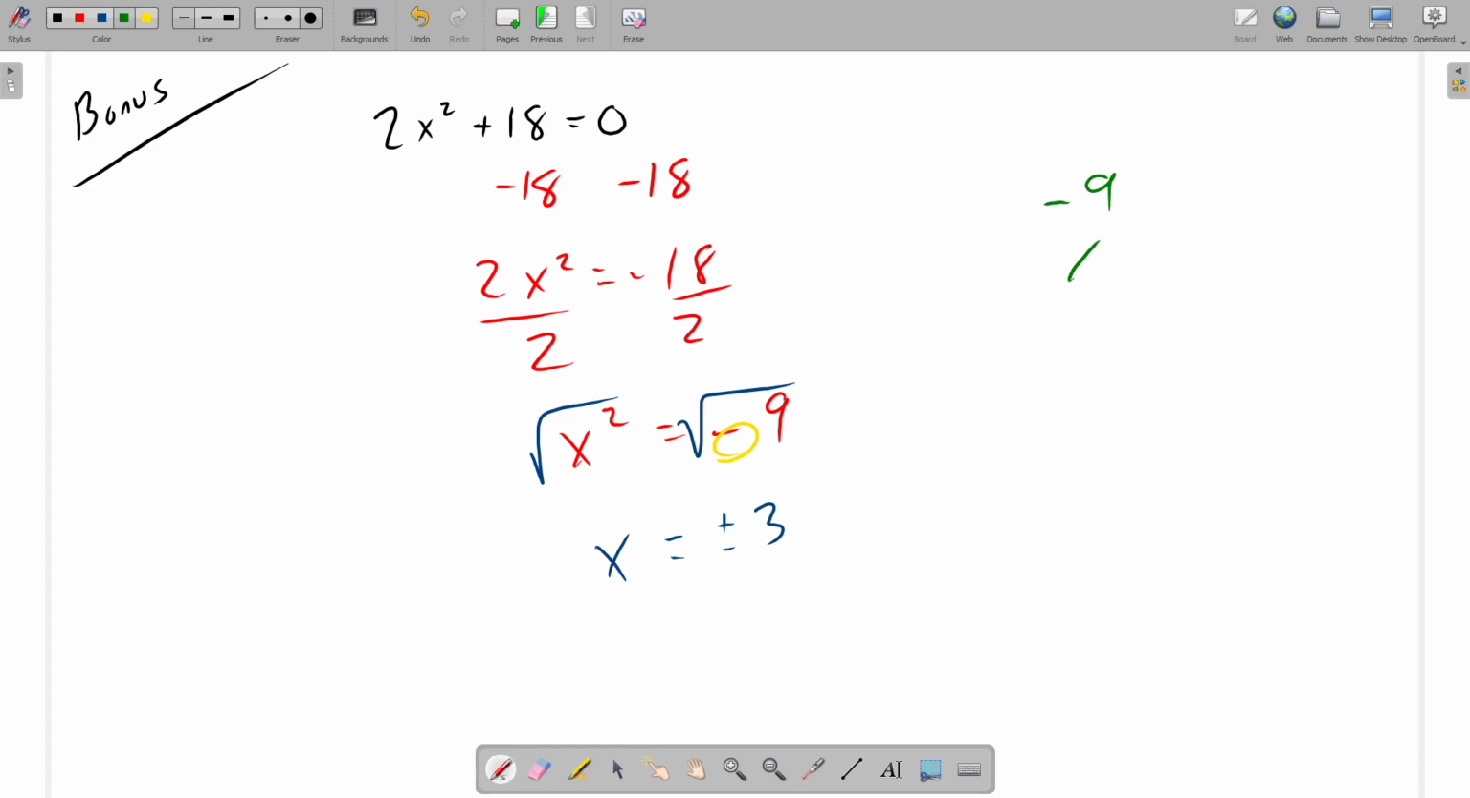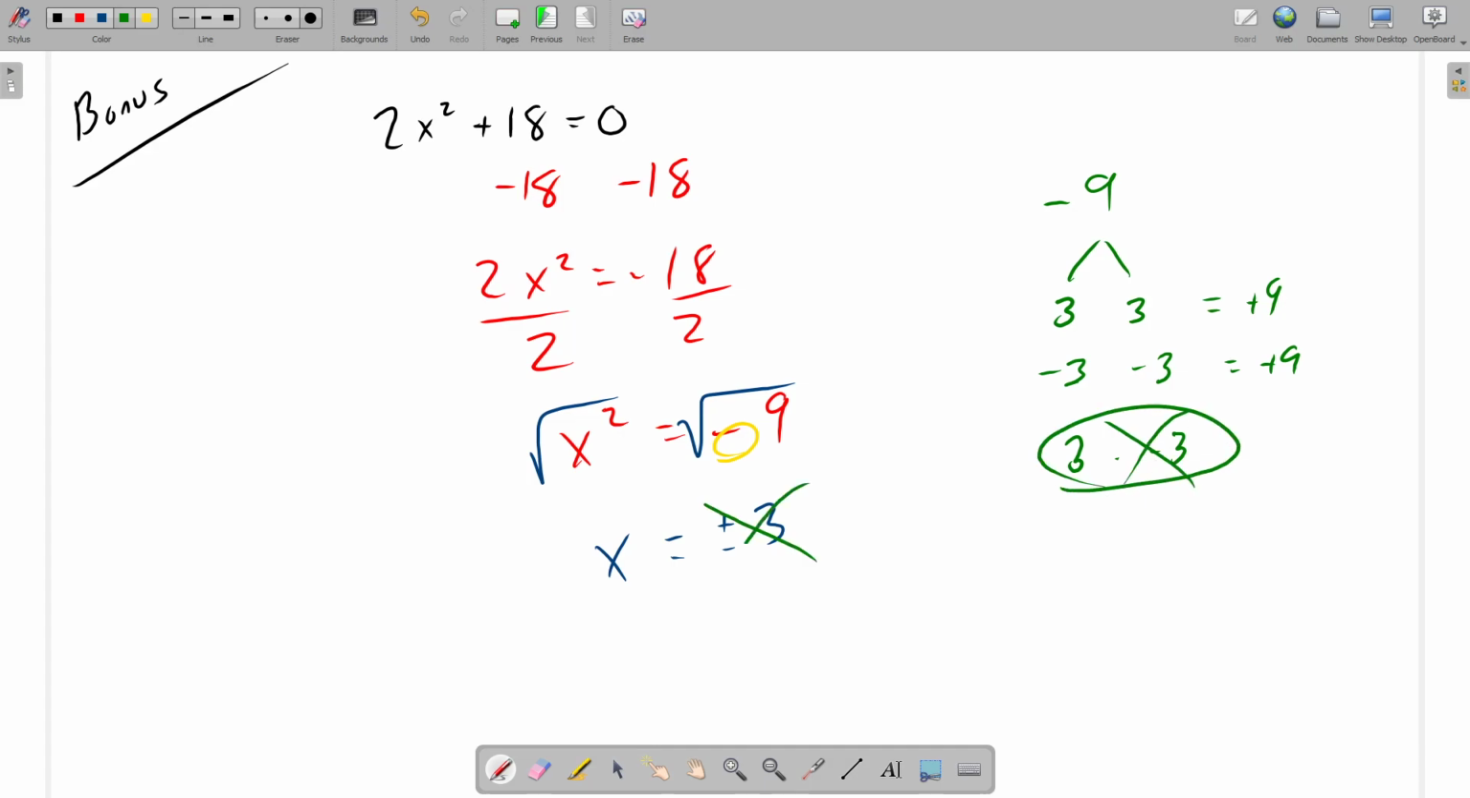What two numbers that are the exact same numbers multiply to make negative 9? Well, 3 and 3 make positive 9. Negative 3 and negative 3 make positive 9. There is no way to multiply the same number by itself and get negative 9. I would need 3 times negative 3, but these aren't the same numbers. Okay, so this does not work.